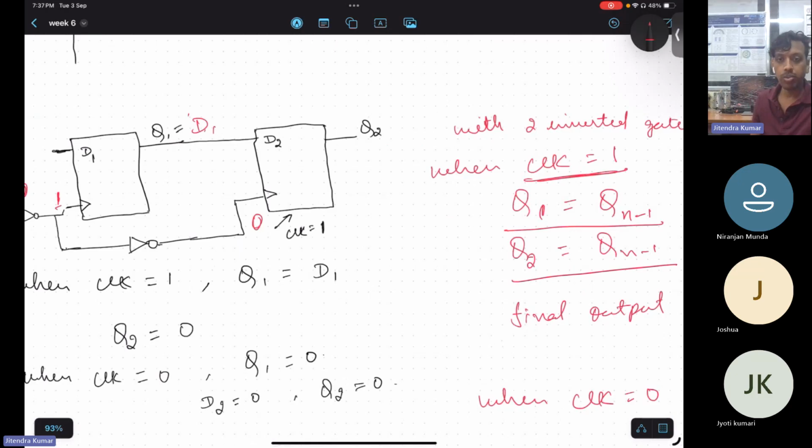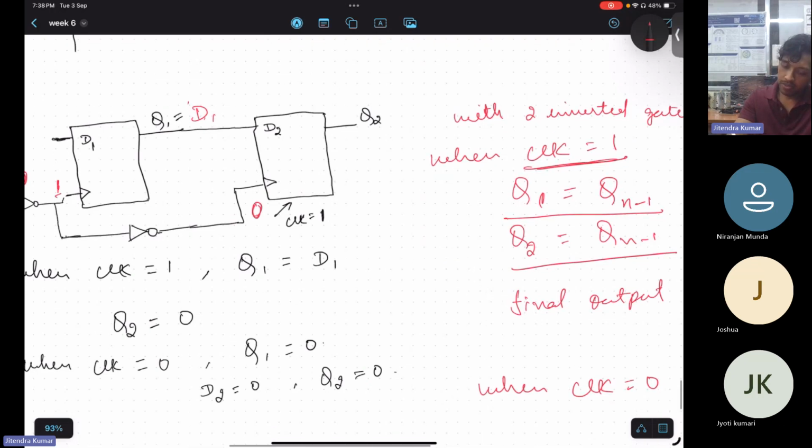What will be the output? Q2 will be equal to memory or Q2 will be equal to D1? In this case, when this clock is 0, Q2 will be equal to D2, which is equal to D1, or Q2 will be memory. What do you recommend?